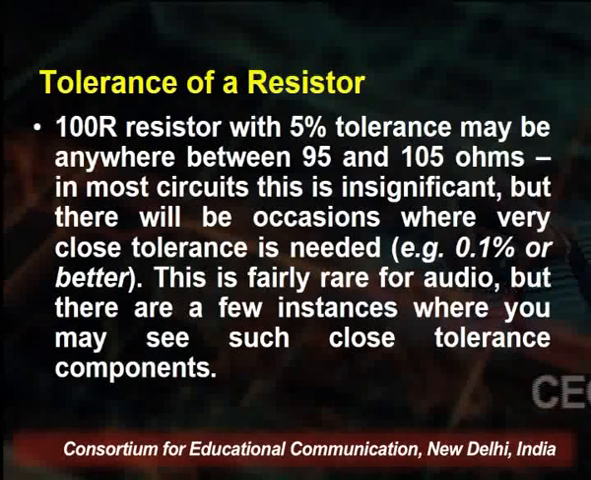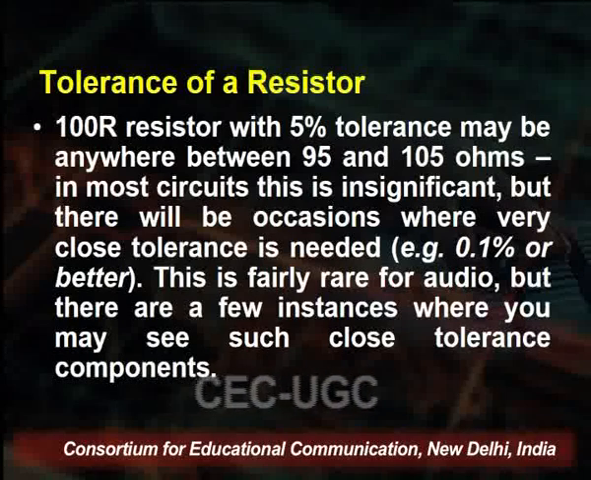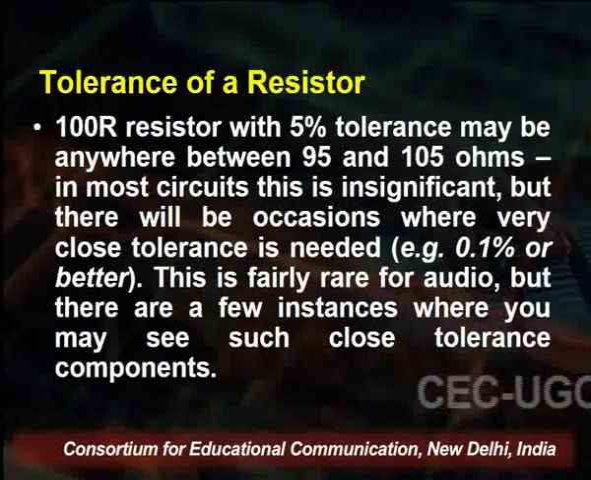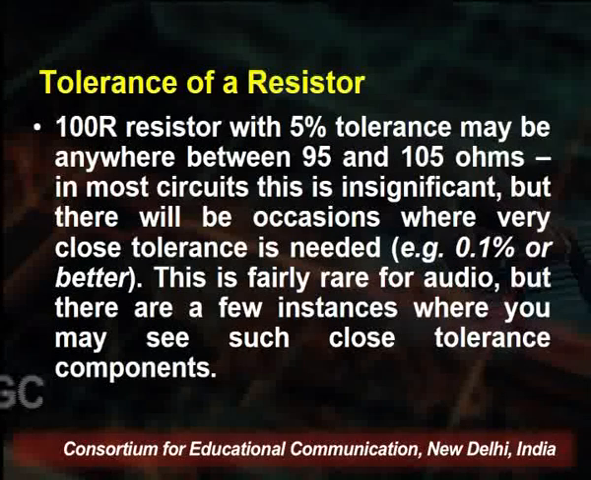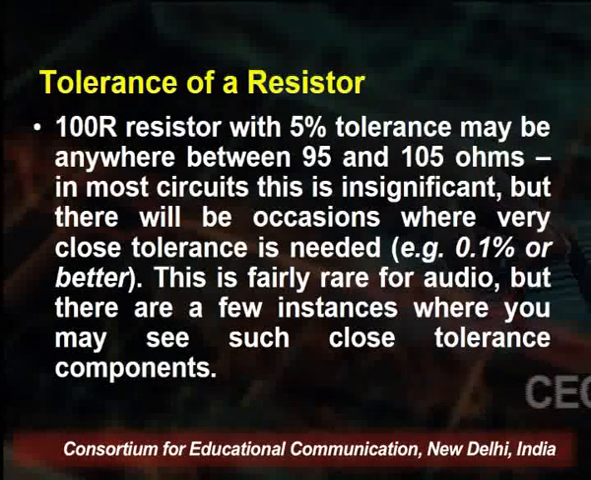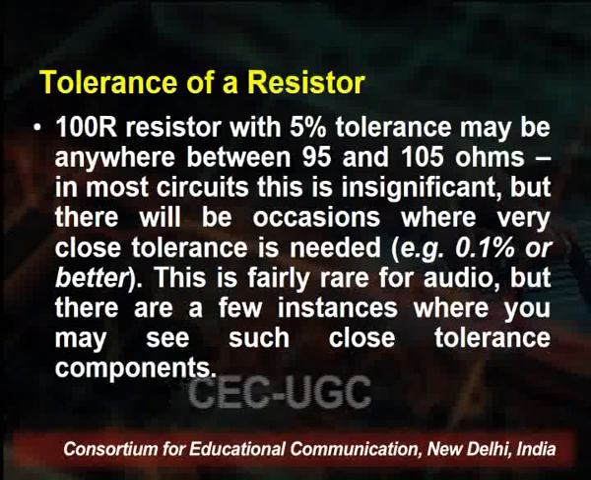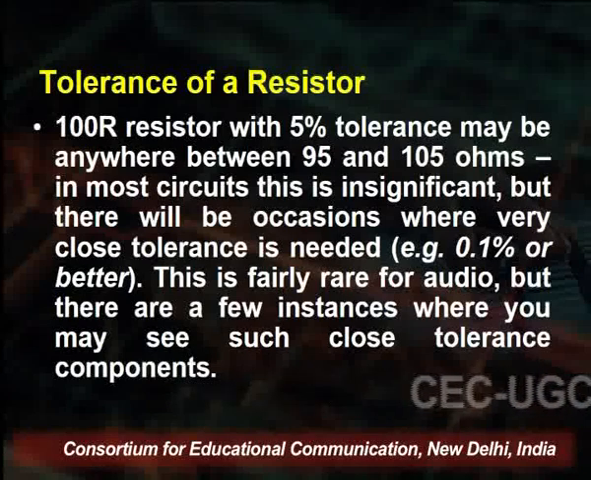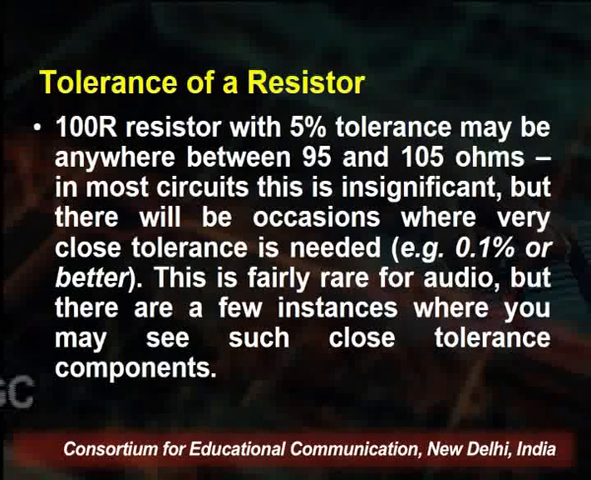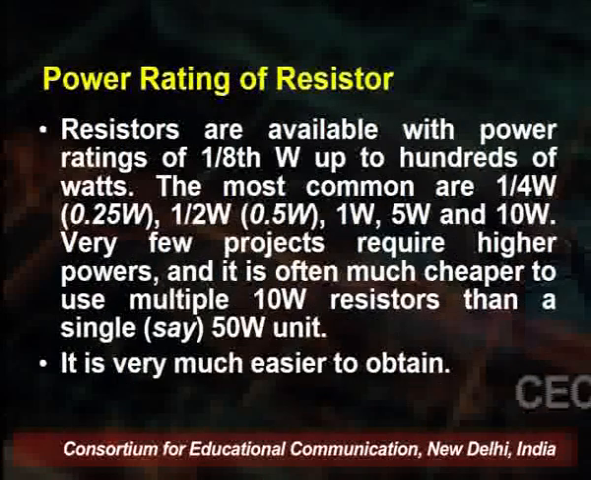A 100 mega ohm resistor with 5% tolerance may be anywhere between 95 and 105. In most circuits this is insignificant, but we can vary the tolerance as we require. It is fairly rare, used in audio devices, and there are few instances where such a tolerance component can be used. But for better tolerance, it must be 0.1, which we can use in the devices.